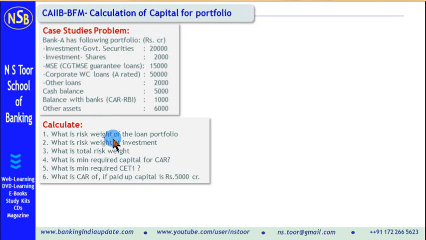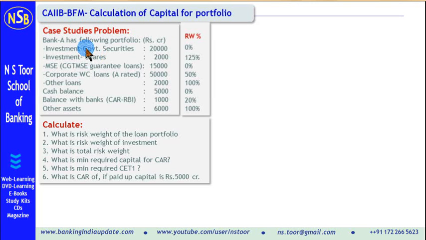Friends, to solve these questions, we must know the rules relating to risk weight. Means what are the risk weights for different loans, and then what is the minimum capital required, what is the percentage, what is the percentage of minimum CET1 capital. So all these rules must be known to us. So first of all, we must know the risk weight for these various assets given in the balance sheet. So these are the risk weights for respective assets.